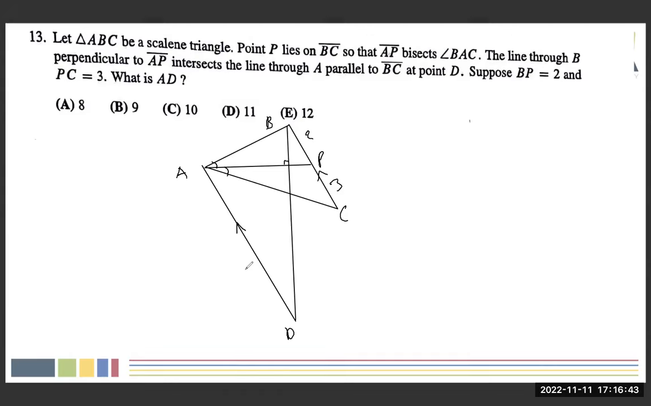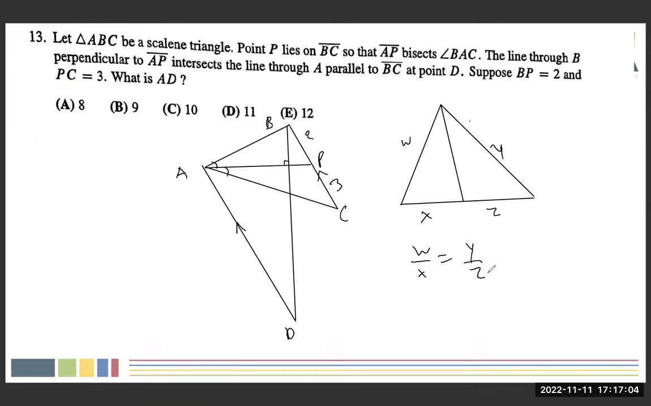Okay, we need to clarify two things for this problem. The first is a theorem called the angle bisector theorem. The angle bisector theorem basically states that if we have the angle bisector in a triangle, and let's say we call these sides W, X, Y, and Z, then W over X is equal to Y over Z. In other words, these two ratios are equal if and only if this is an angle bisector.